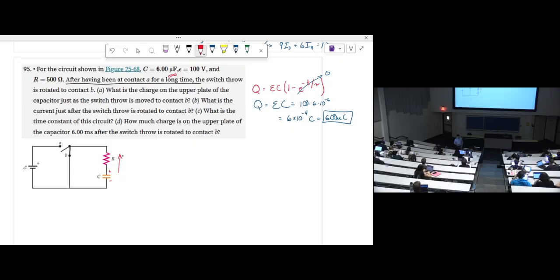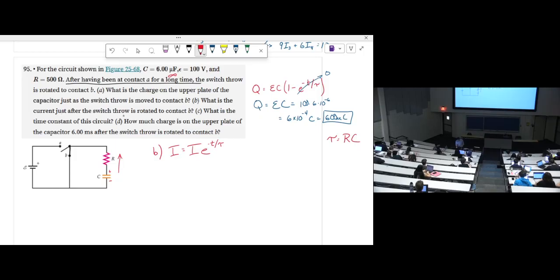Right? And it says, what is the current just after the switch throw is rotated to contact B? Well, for a discharging circuit, we said part B is the current is equal to I naught times e raised to the minus t over tau. I don't think I wrote it up here before, but tau, don't forget, is equal to RC. Resistance times capacitance is the time constant.